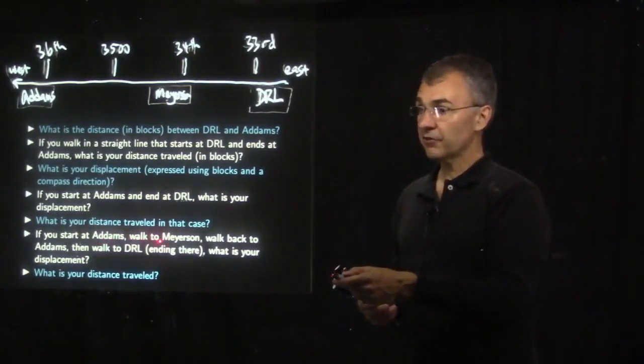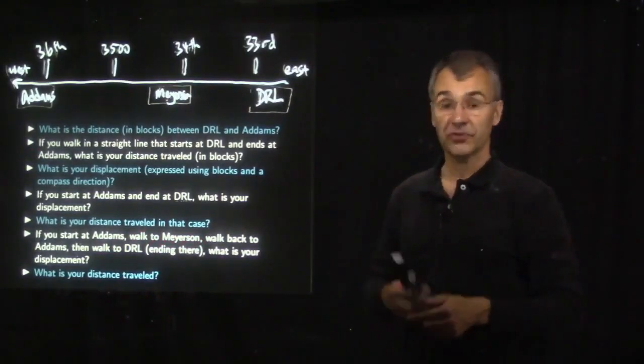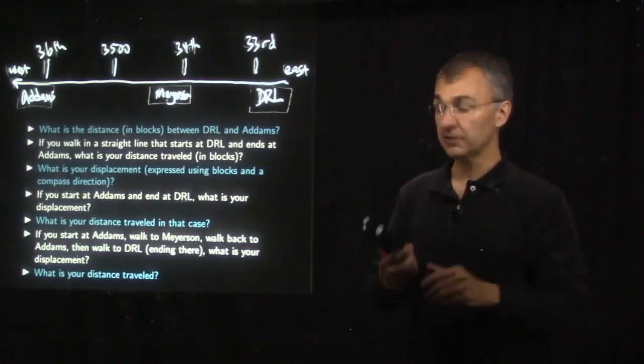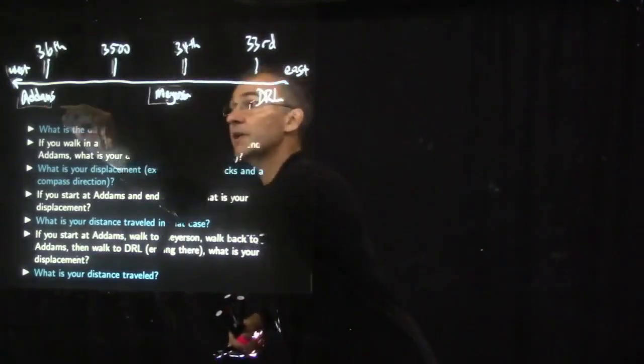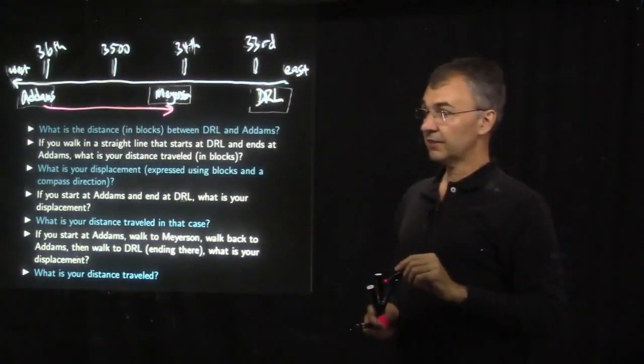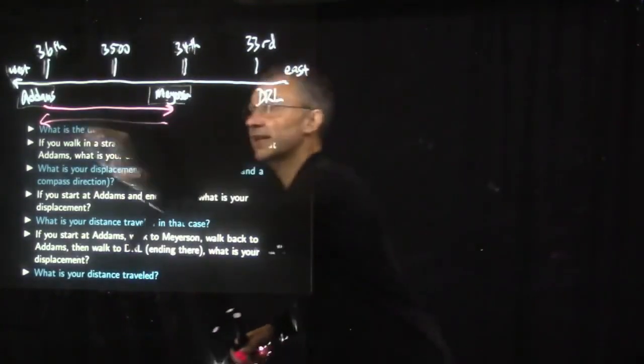If you start at Addams, walk to Meyerson, walk back to Addams, then walk to DRL, ending there, what is your displacement? Whoa. I think we're going to have to draw a little bit more detail to be able to remember that. So let's see. We start at Addams, and we walk to Meyerson. That's our first segment. And then we walk back to Addams. That's our second segment. And then we walk to DRL, and that's where we end.